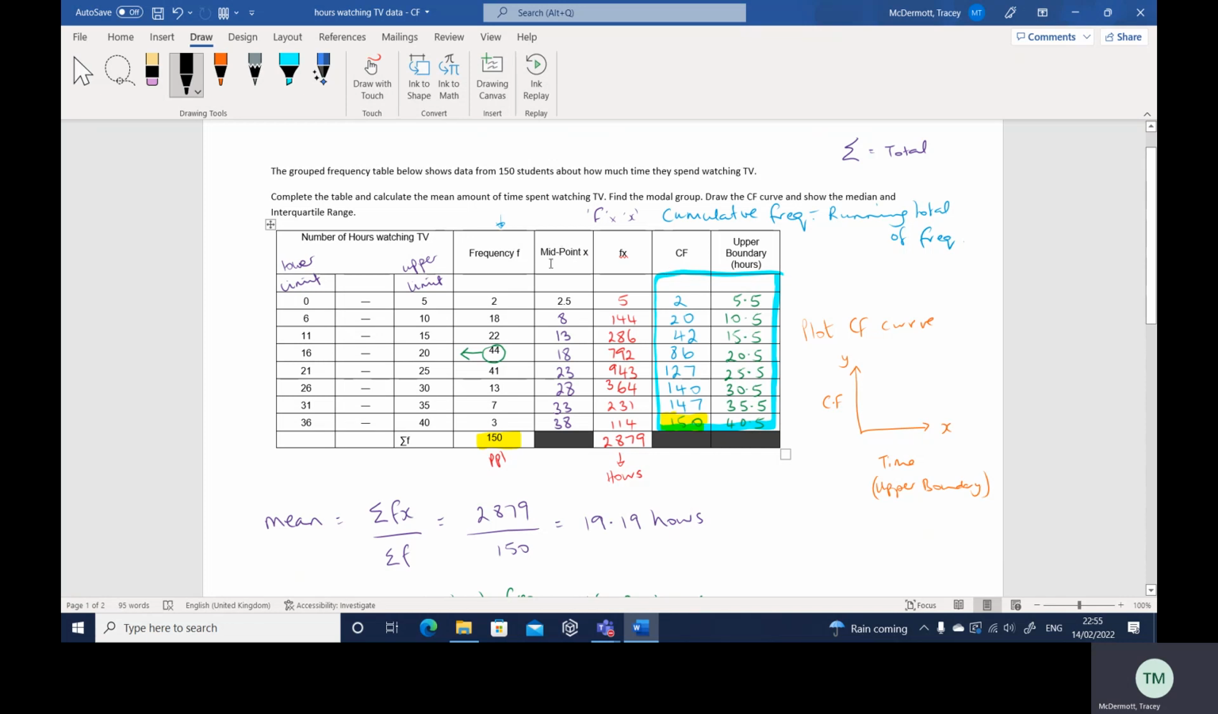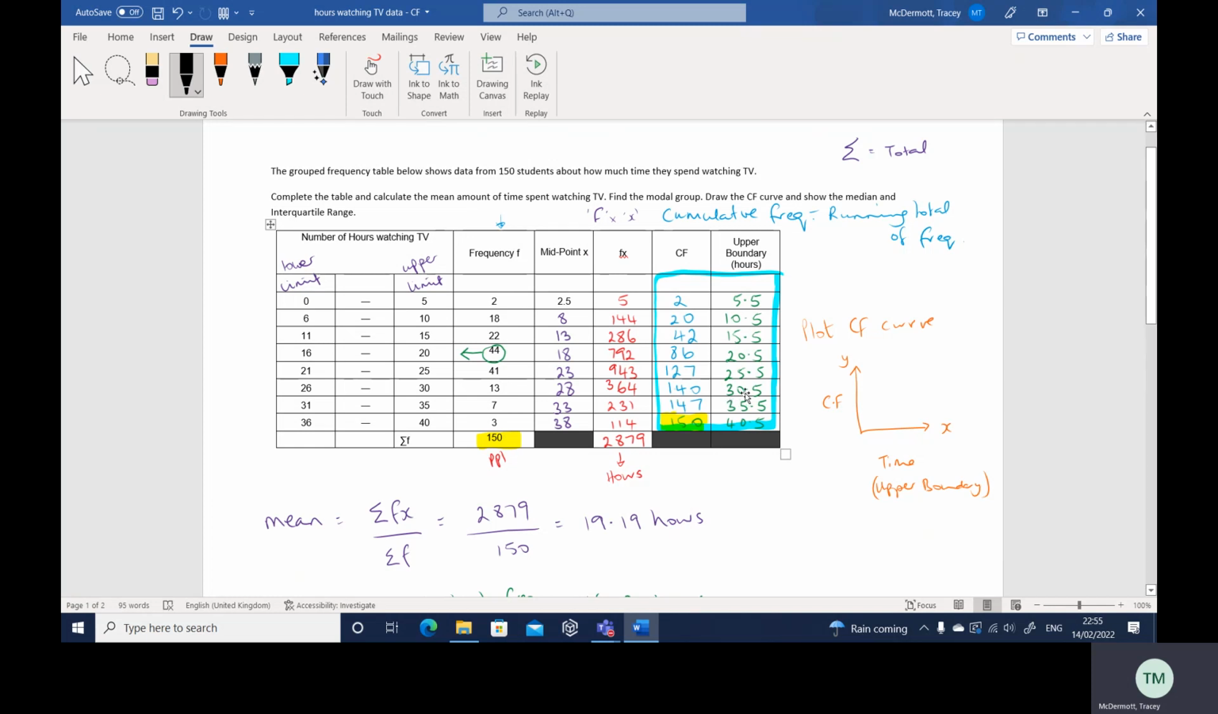So to recap, your midpoint is when you add your limits and then half it. The midpoint then becomes your estimated variable. So 2 people watched 2.5 hours of TV each, they've clocked up 5 hours. Your fx is multiplying your f column by your x column, the frequency by the midpoint. Cumulative frequency is a running total of your frequency column. You're constantly adding on one value at a time, and the last figure in your cumulative frequency column should always be your total frequency, the 150 again, or whatever your total frequency was.